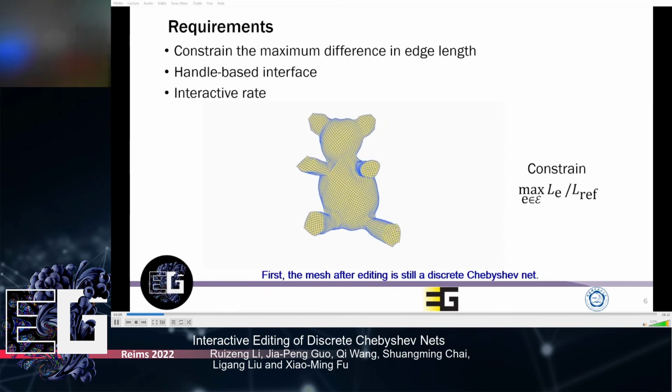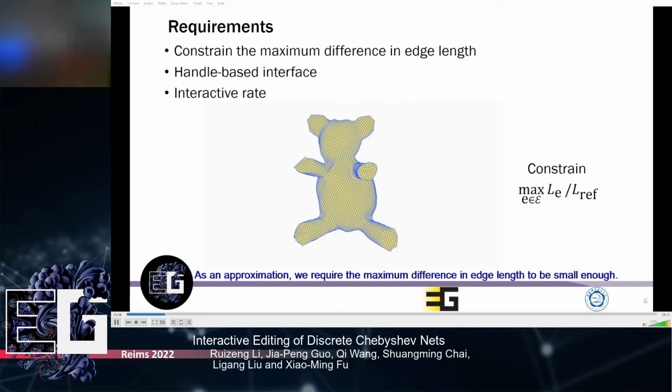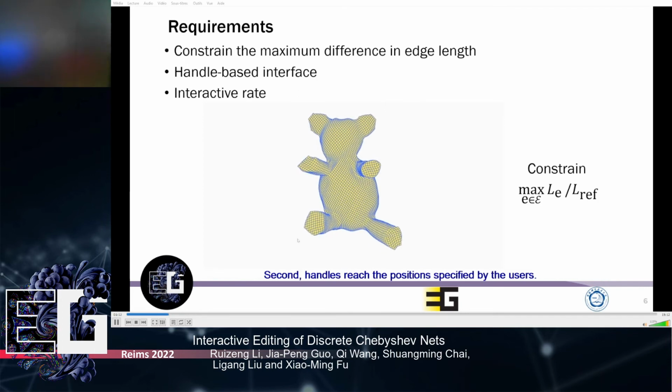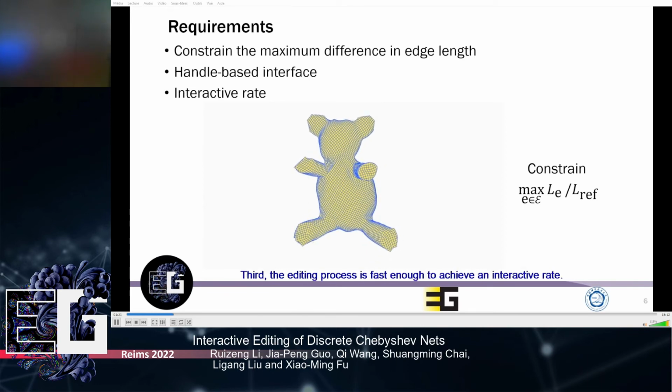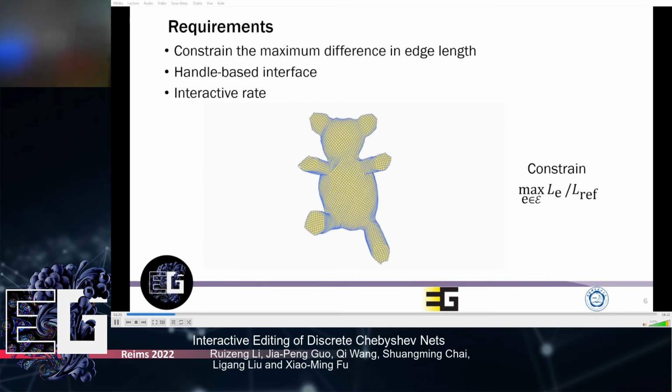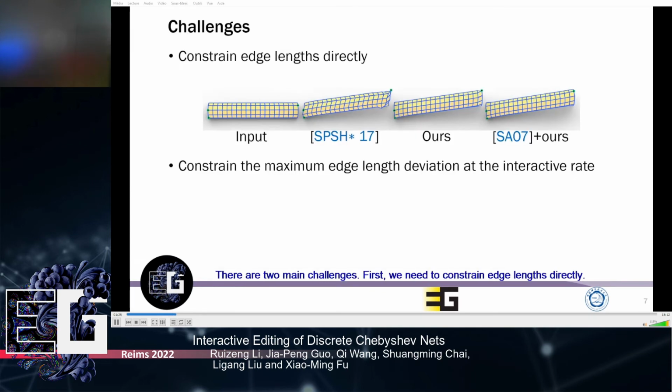There are three basic requirements. First, the mesh after editing is still a discrete Chebyshev net. As an approximation, we require the maximum difference in edge length to be small enough. Second, handles reach the positions specified by the users. Third, the editing process is fast enough to achieve an interactive rate.